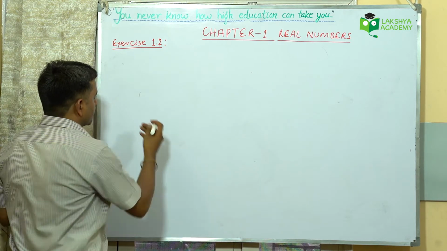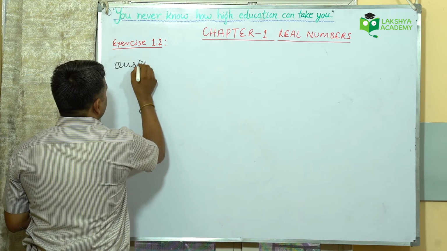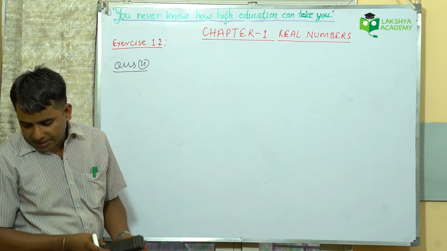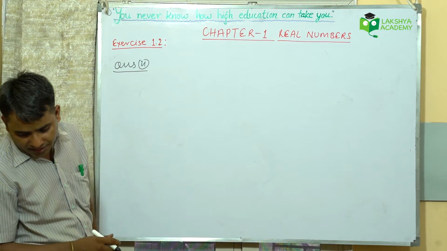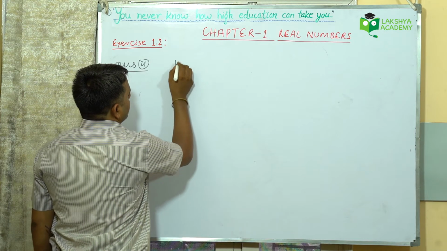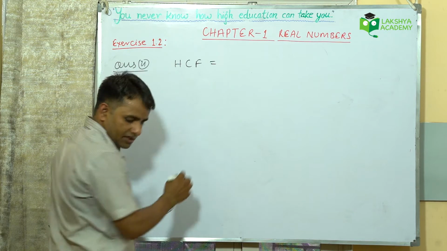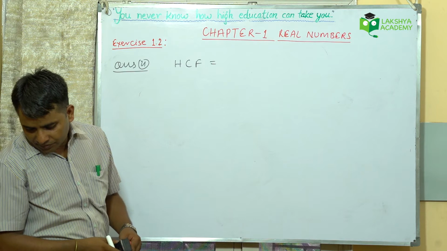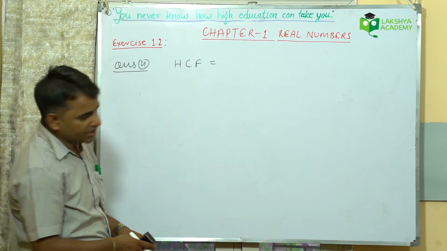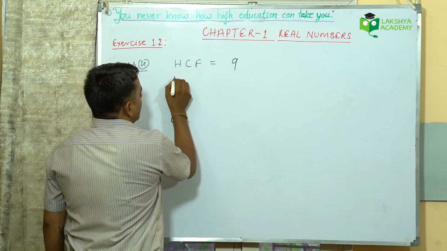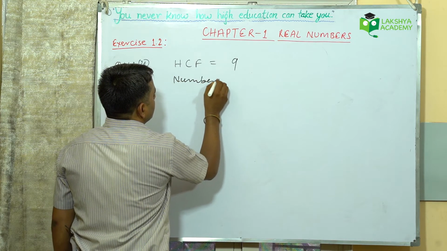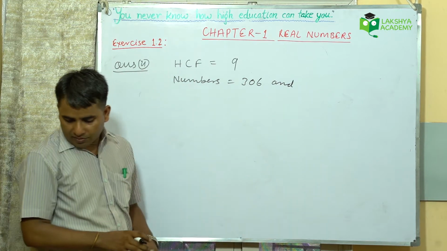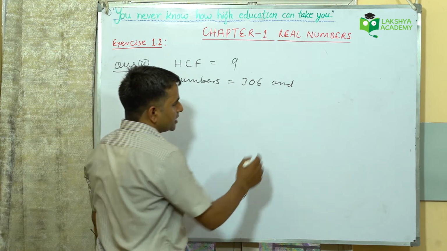Now coming to the important question, question number 4. It is given that the HCF of two numbers, 306 and 657, is 9. So HCF is given as 9 and the numbers are 306 and 657.